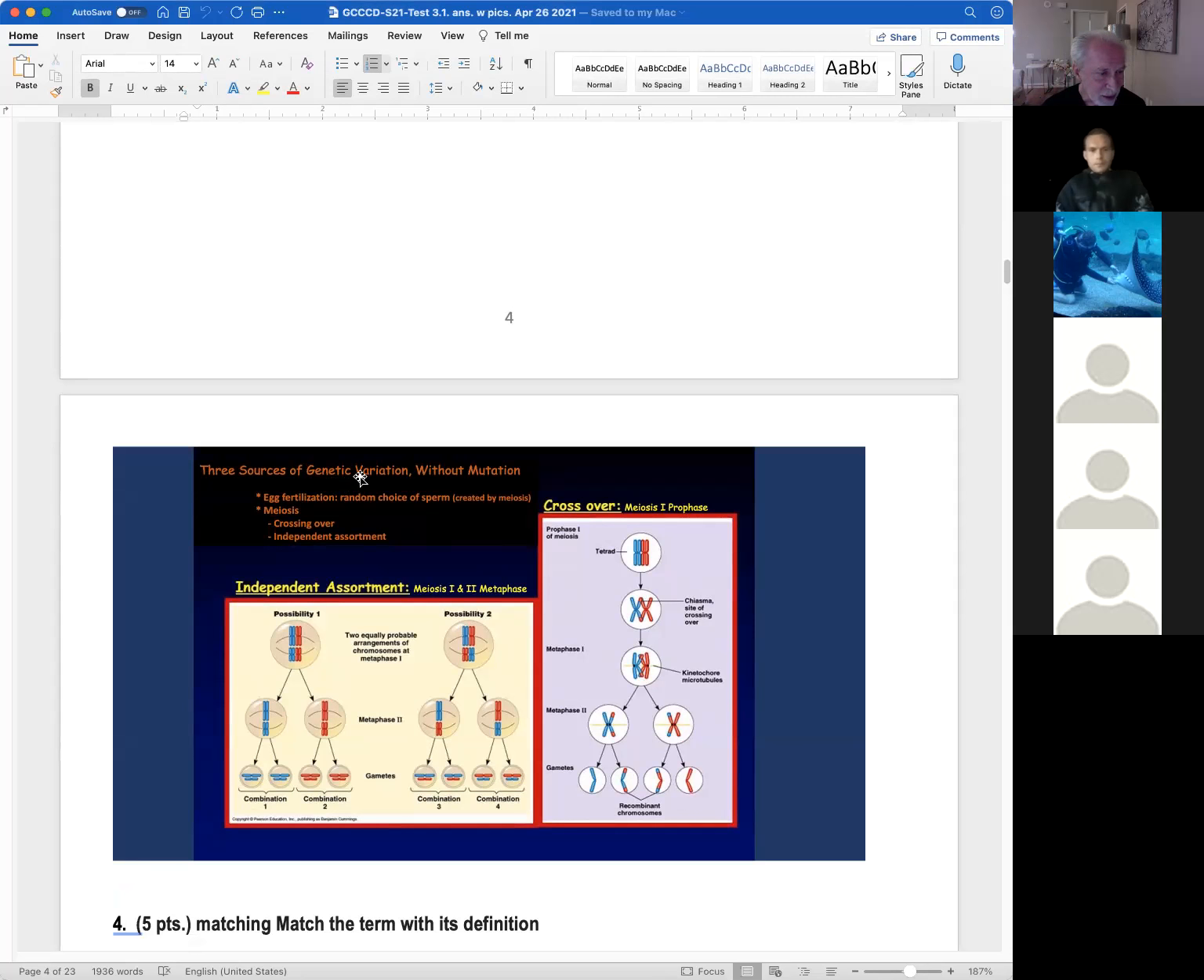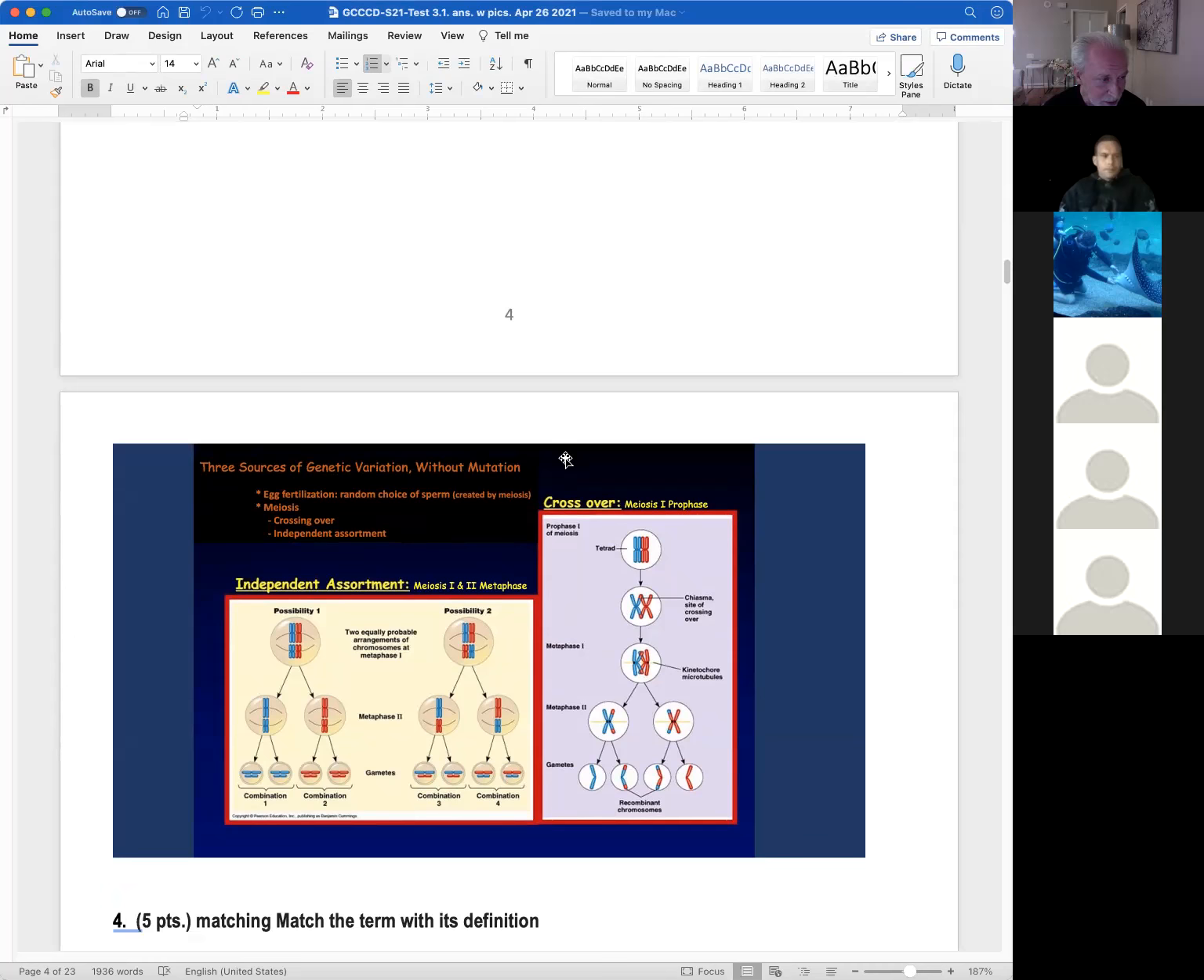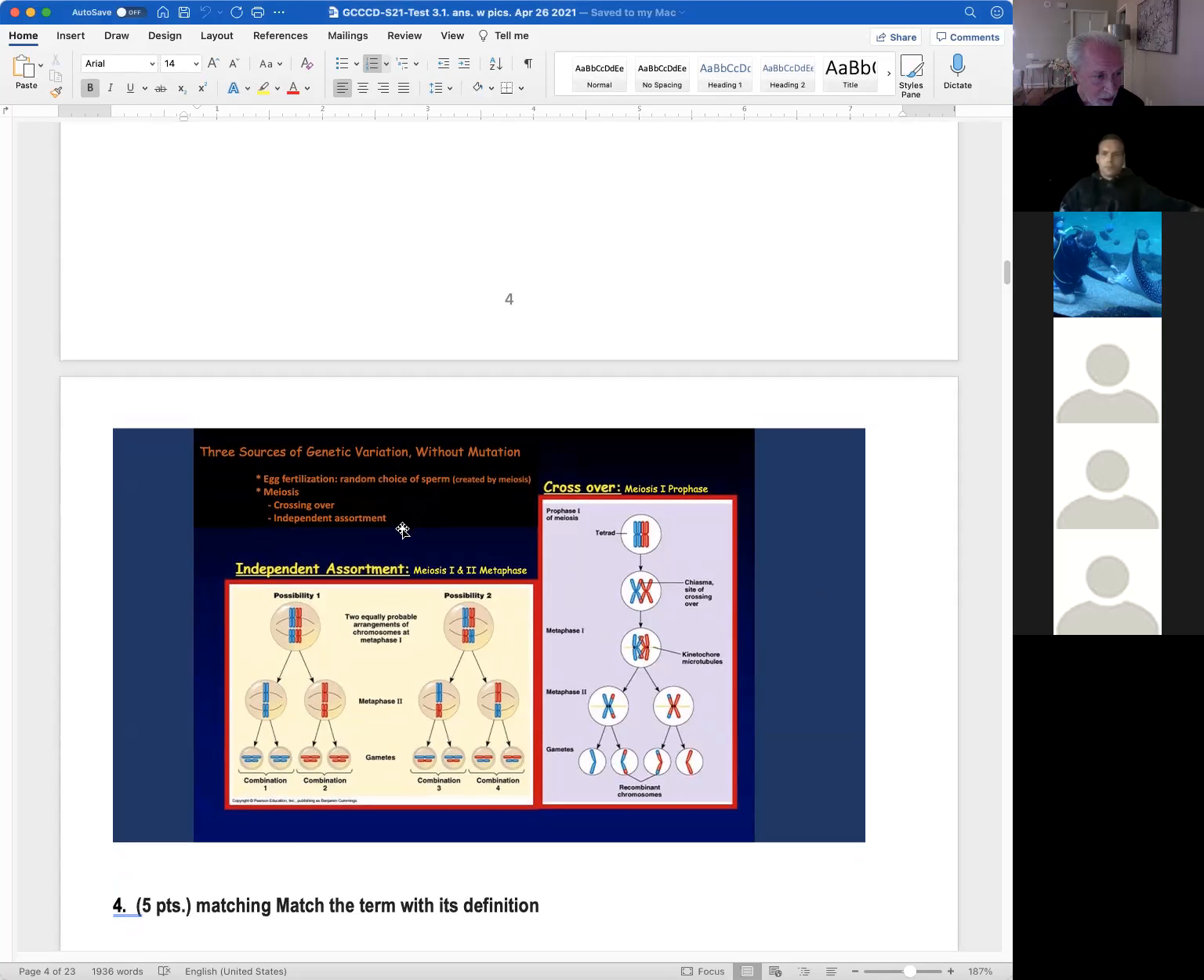3 sources of genetic variation without mutation. In other words, the given here is that a good source of variation is mutation. But beyond mutation, what else is there? Well, meiosis. Why do we have sex? Sex is one of the best sources of variation that can be introduced into a population.